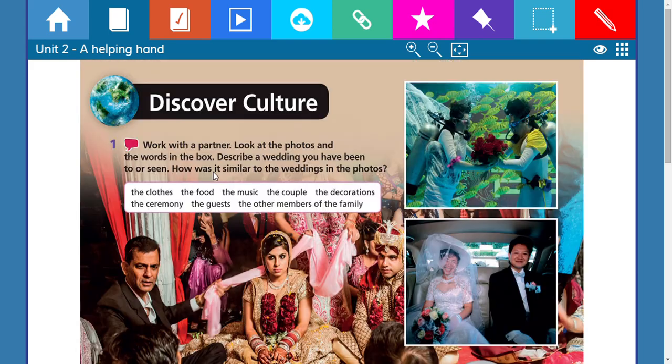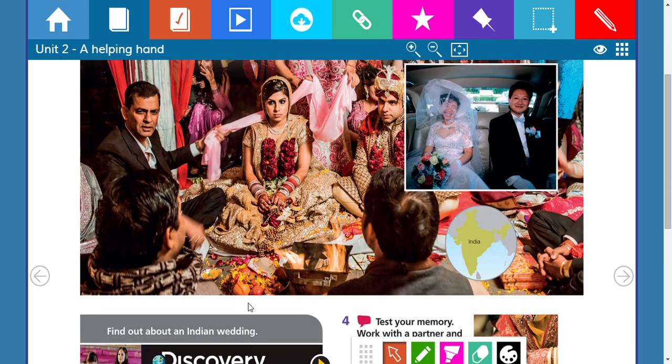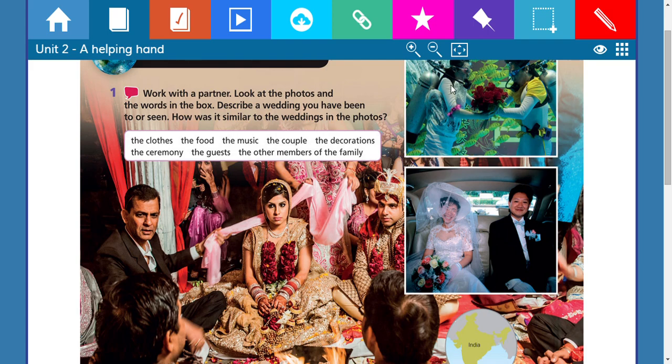For example, if we talk about clothes, in what picture can you see clothes? Yes, in 1, 2, and 3. There are different clothes. For example, the last picture is very traditional. It's like a Peruvian wedding. The food, in number 1, can you see food? Yes, in this part. In number 2 and number 3, no.